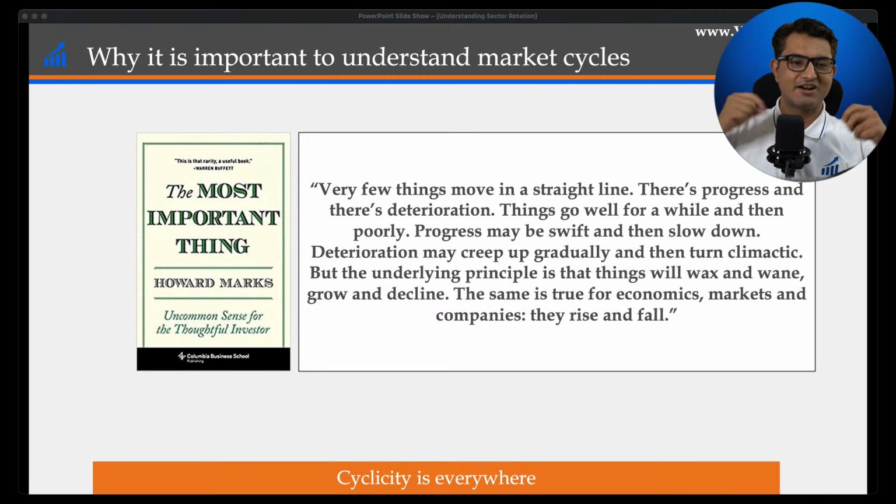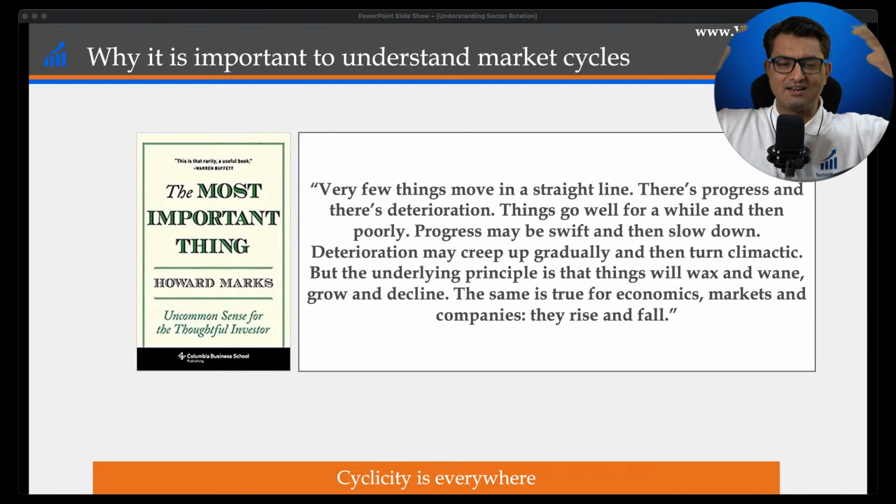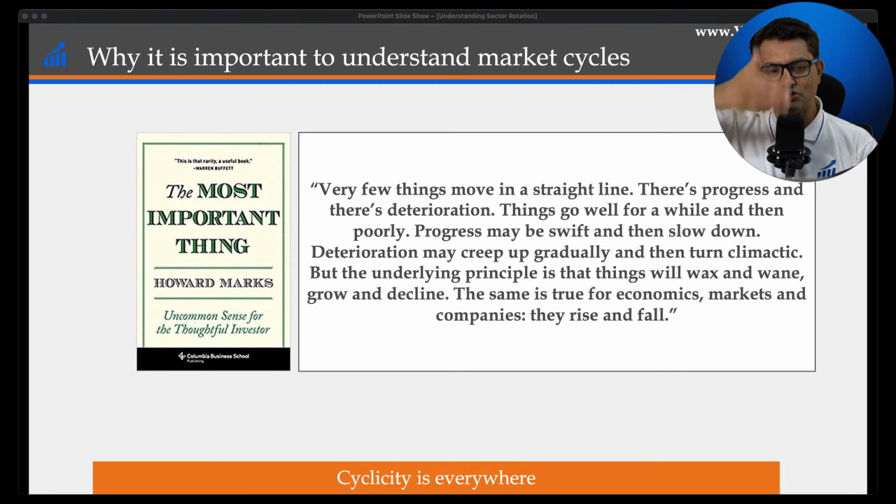A lot of people might take notes initially, and then that learning mindset might go, and they might again go to Netflix. They will not focus on learning, and some might be consistently watching and taking notes, right? So things are cyclical, and deterioration may creep up gradually and then turn climactic, so slowly that thing will happen, and then eventually the force will be much higher. But the underlying principle is that things will wax and wane, grow and decline. The same is true for economics, for markets, for companies. They rise and fall. This is what Howard Marks has written in his book.